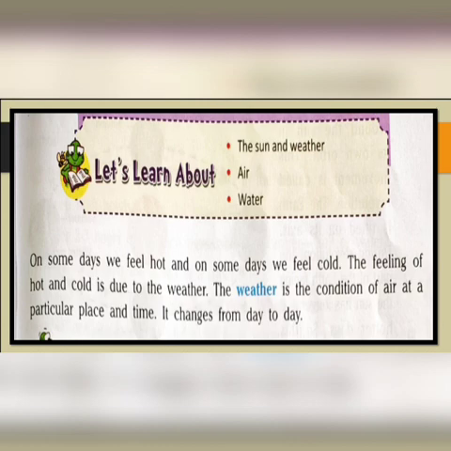First, let us recall what we learned from the chapter. We learned about the sun and weather, air and water. On some days we feel hot and on some days we feel cold, right? This feeling of hot and cold is because of the weather. Weather is the condition of air at a particular place and time, and it is not constant. It changes from day to day.